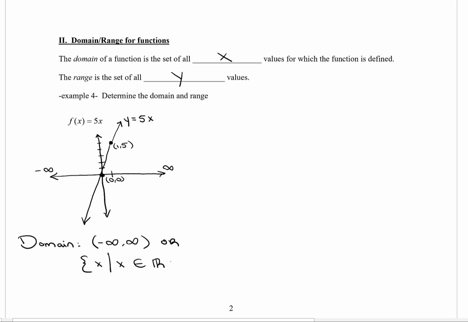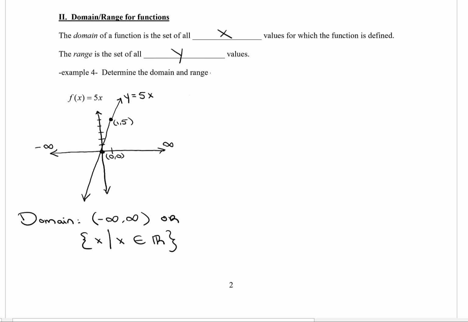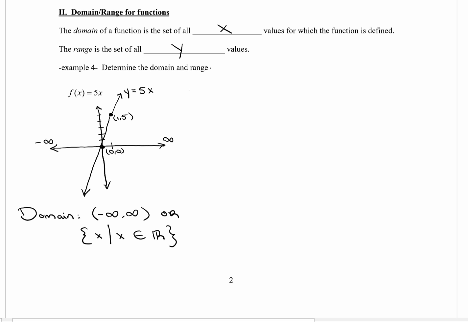As for the range, because this function goes down towards negative infinity for the y values and goes up towards positive infinity for the y values, this is also going to mean that our range is going to be the set of all real numbers. We can write the range in interval notation as the open interval from negative infinity to positive infinity, or in set builder notation as the set of all y such that y is an element of the set of real numbers.